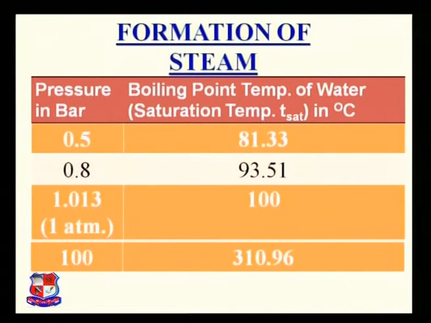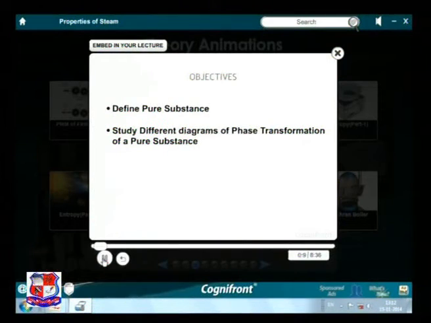It means for the generation of steam, we have to maintain the pressure on the water constant, so that we can find out the boiling point and how much heat is required to convert the water into steam. Now we will go for the video on the formation of steam, which will give us the answer, and study the different diagrams of phase transformation of a pure substance.